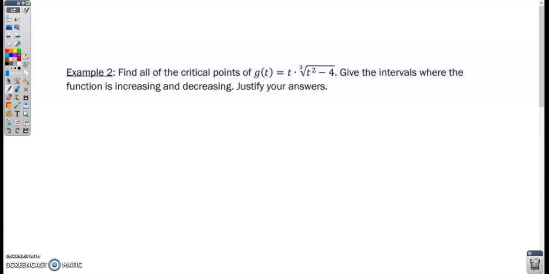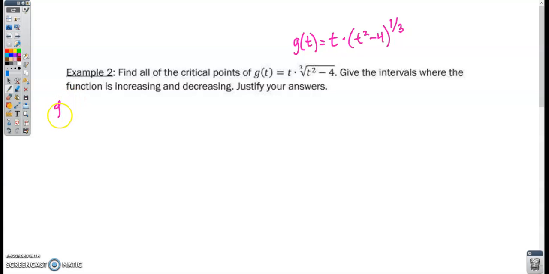All right, so in example 2, we're going to find all the critical points of g of t equals t times the cube root of t squared minus 4, and then give the intervals where the function's increasing and decreasing and justify our answers. So first things first, at the very least, I'm going to think about this function as t times the quantity t squared minus 4 to the 1/3 power. Even if I don't rewrite it as such, I should think about it as such when I'm taking the derivative here. So we're going to go ahead and start by taking the derivative of this function.